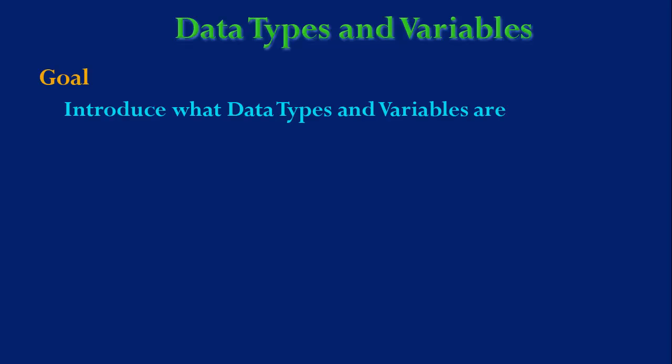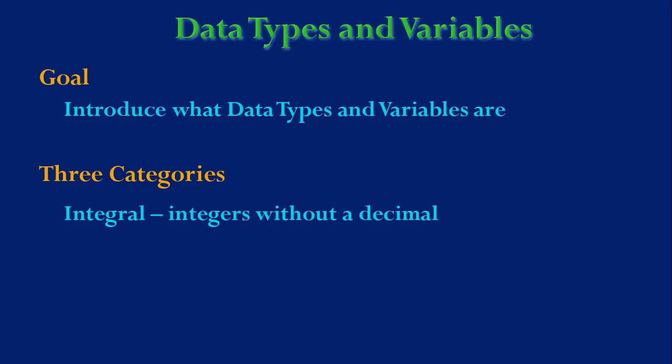And in this video I would like to talk about data types and variables. The goal is to introduce what data types and variables are. Well, there are three different categories for data types. The first category is an integral data type. These are data types without decimal places like 1, 2, 3, 500, 7,000, numbers like that.